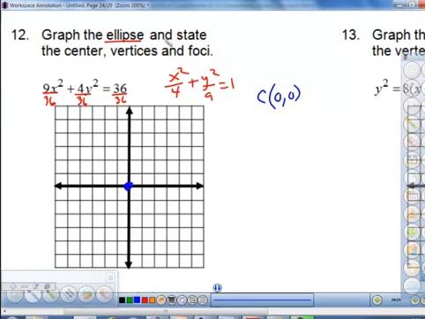And then my vertices. Well, I know my vertices on the x-axis are going to go 2, because this is my b squared. So b equals 2, and a equals the square root of 9, which is 3. So from here, on the y-axis, I'm going to go up 3, and I'm going to go down 3. Then I'm going to go over 2, and back 2. So my vertices are these points right here. So the vertices are going to be plus or minus 2, 0, and my co-vertices are going to be 0, hold on, that should be 3. That should be 3. Plus or minus 2.